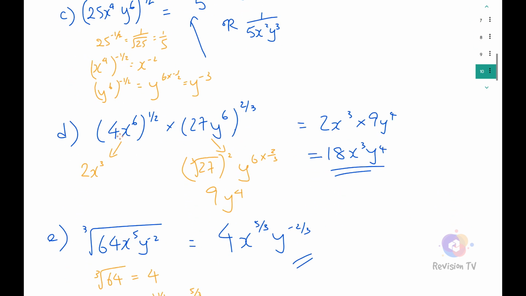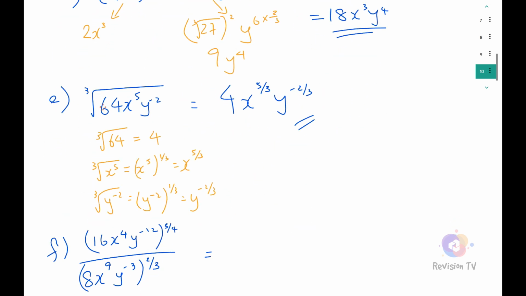D. 4x to the power of 6, to the power of half. Square root of 4 is 2. X to the power of 6 to the power of a half. 6 times a half is 3. 27 to the power of 2 over 3. Well, cube root, 3 squared, 9. Multiply power, 9y to the power of 4. When you multiply them together, you get 18, x cubed, y to the power of 4.